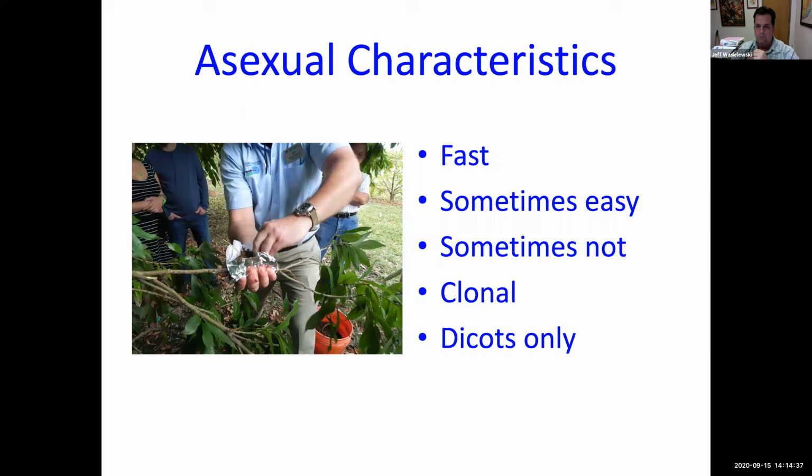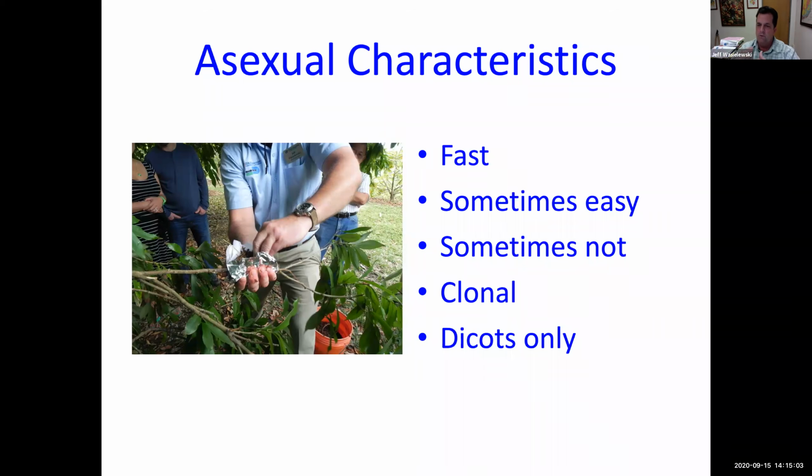So clonal. Asexual is clonal, meaning that when you propagate asexually, you get a clone of the parent. So I talked about a Mauritius lychee. If you want a Mauritius lychee, this picture is someone air layering a lychee tree. It is a Mauritius, by the way. So if you want to do that, you would propagate it asexually and you would have a clone of the parent.